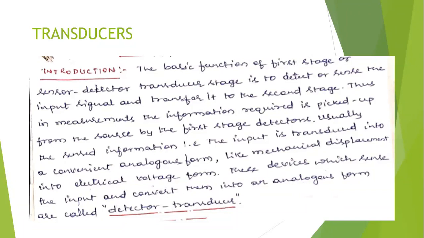Analogous signal is converted into voltage signal. Then the voltage signal is transduced into digital signal. From the digital signal, that is converted into the digital output. So all of you see this in the weighing machine.